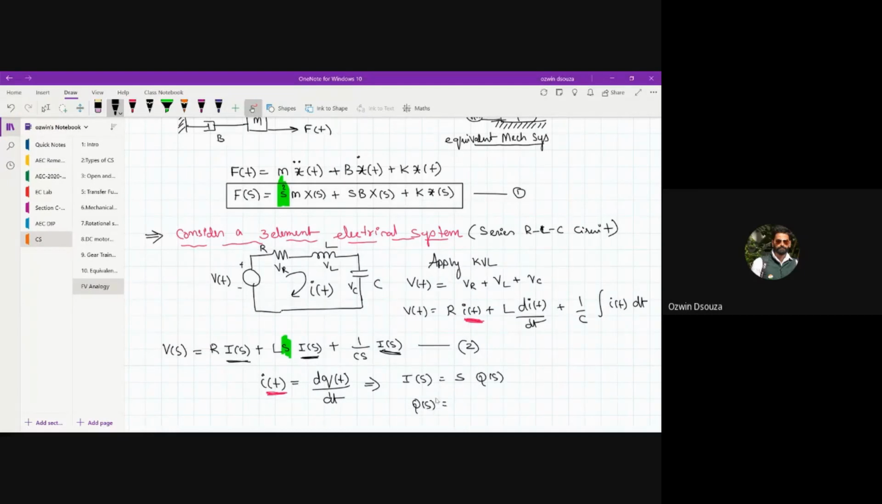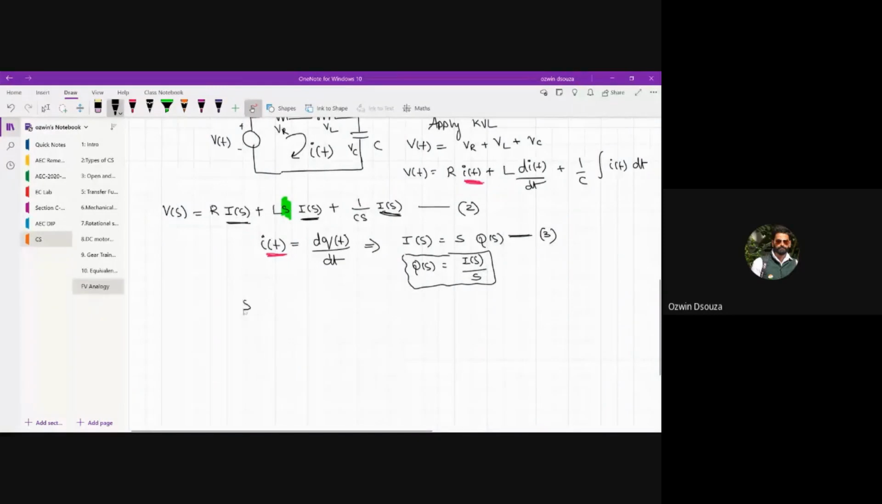Or q of s is equal to I of s by s. So that means charge is nothing but the integration of current. It simply says that charge is nothing but the integration of current. Now what you can do is substitute the charge in place of current. Let's say this is equation 3. Then substitute equation 3 in equation 2. Okay, let's see what will happen.